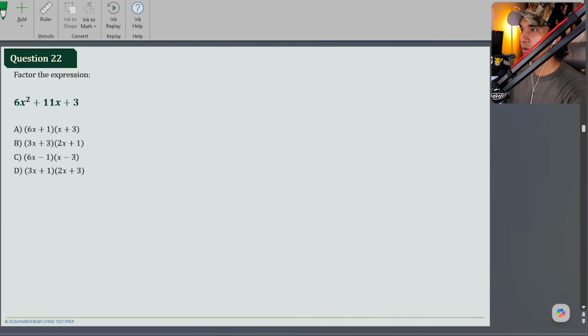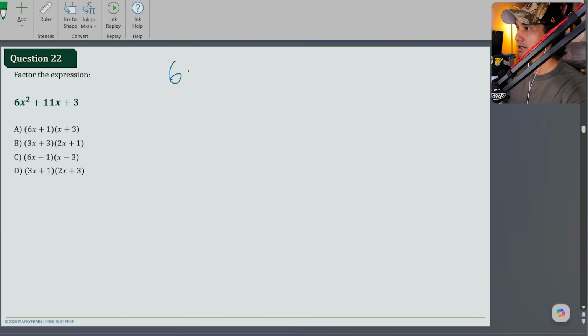Okay, question 22. Factor the expression. So the way to do this, I'm not going to do it the proper way that I teach it, okay? The way to do this on the test is just to FOIL. Is to FOIL each answer choice. That's how to do this, okay?